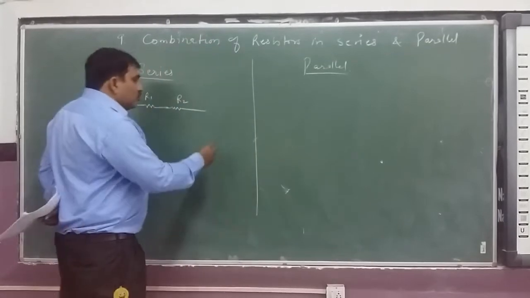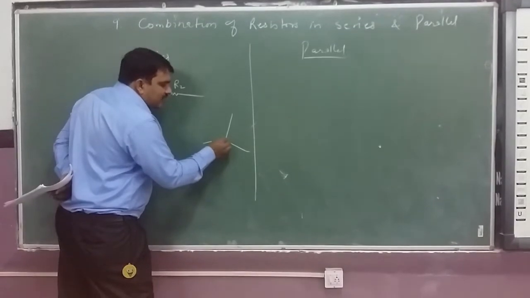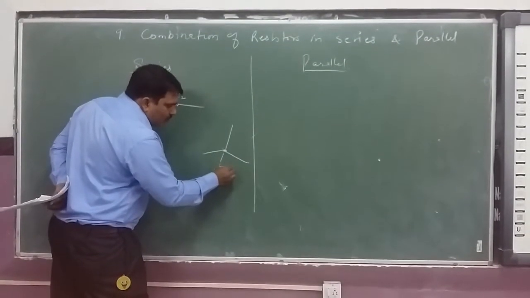What is a joint? A joint is a point where at least 3 wires meet. So you can take this point as a joint. This is the joint or junction.